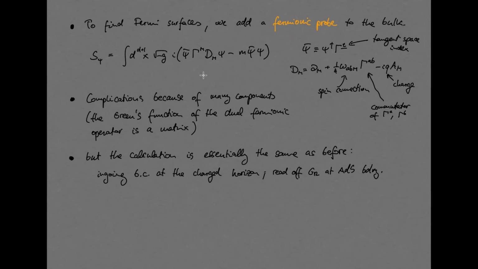Okay, so you can also mimic this calculation by doing the same thing, but not for a fermionic field, but only for a charged scalar field. So as it turns out, the retarded Green's function of the dual operator to a charged scalar shows a somewhat similar behavior to what you can see for the fermionic correlation function.